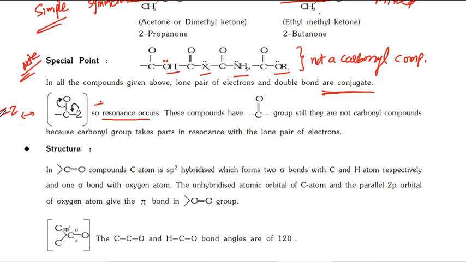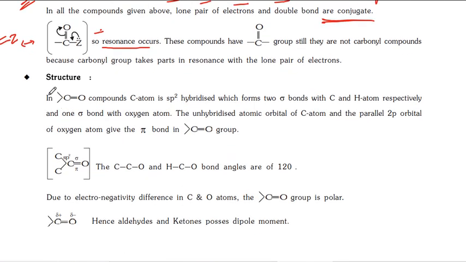So here there is no C double bond O group now. That's why these are not called carbonyl compounds. These are generally carboxylic acids, acid chlorides or acid halides, amides, and esters. These are not carbonyl compounds.